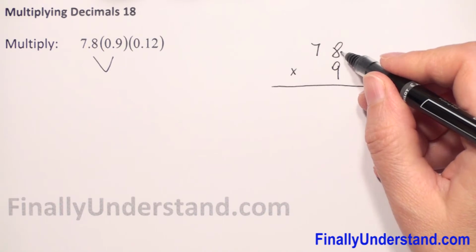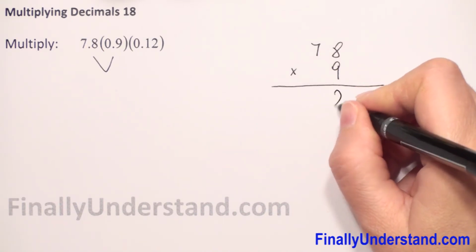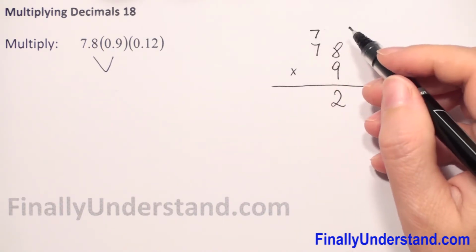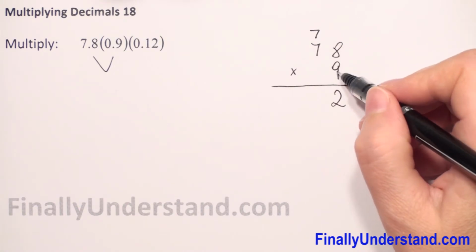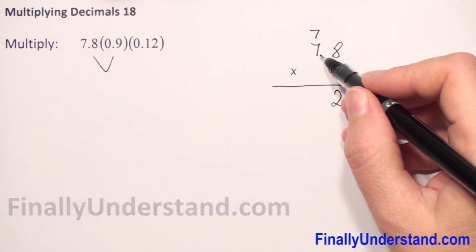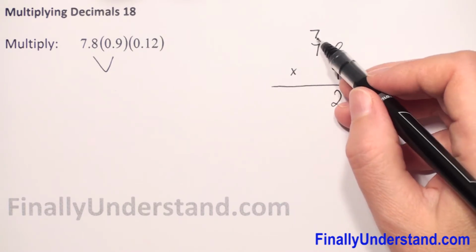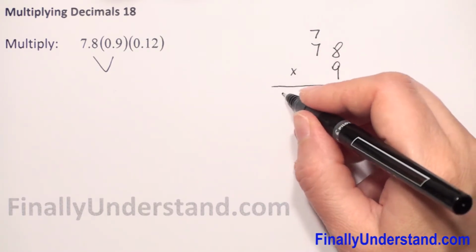9 times 8 is 72, so we write 2 and 7 in the next column we have to add. 9 times 7 is 63, plus 7 is 70.